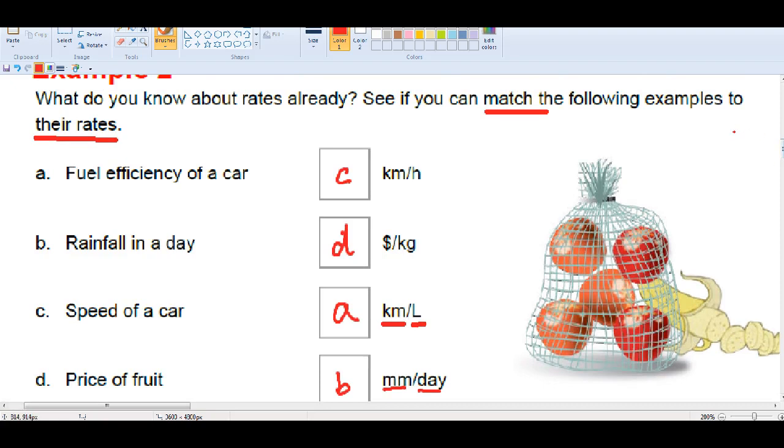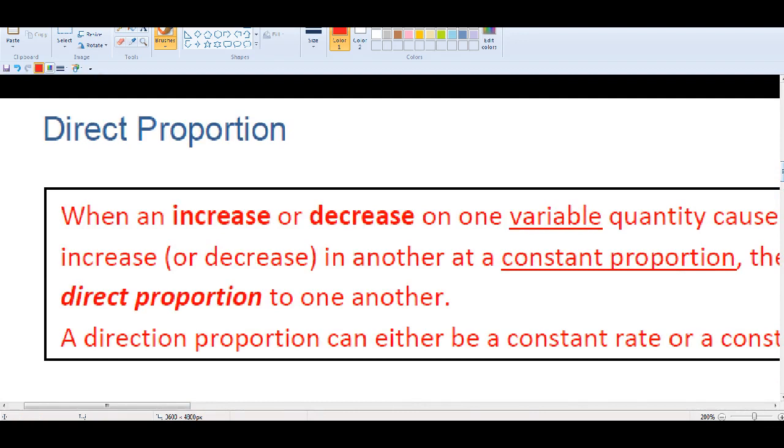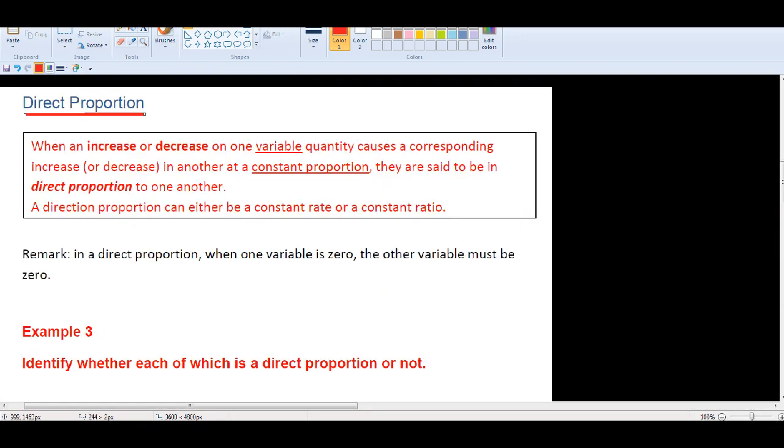Simply put, you could say rate is more complicated and more informative than ratio. For the ratio, we don't have units. Let's talk about our main content, the new knowledge you need to grasp in this lesson. It's about direct proportion. Direct proportion could be a rate or a ratio.